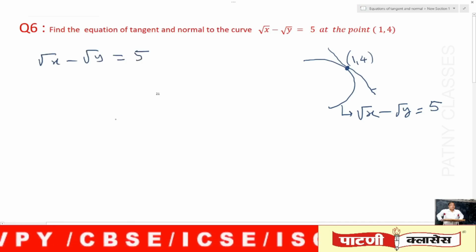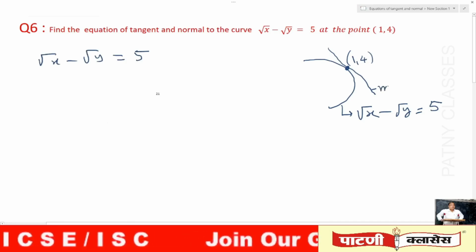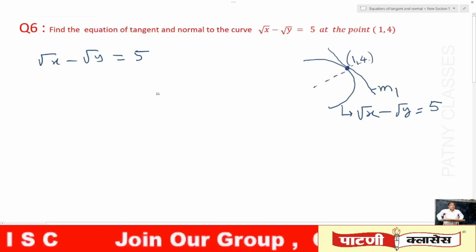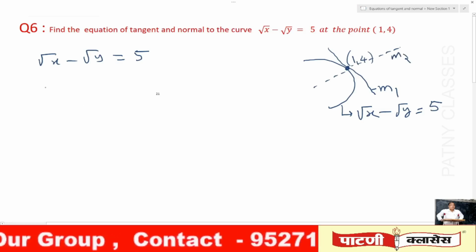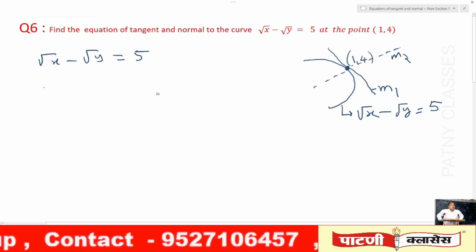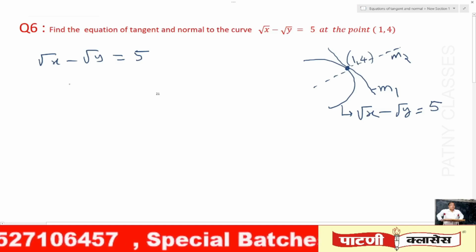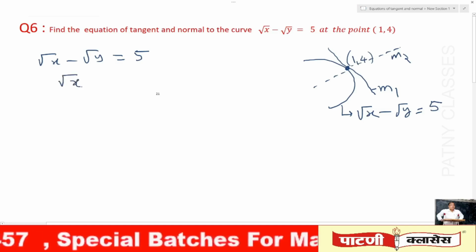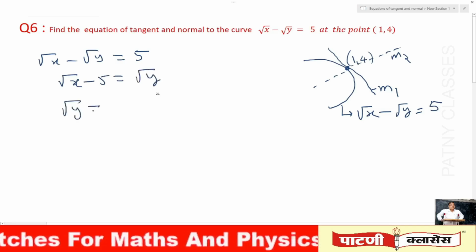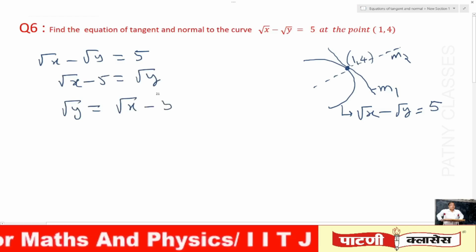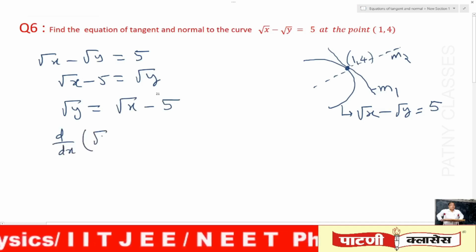To find the equation of tangent and normal, we require their slopes. So m1 is the slope of tangent and as usual m2 is the slope of normal. To find the slopes, we must have the dy by dx of the given curve. The equation of curve is root x minus root y equals 5. Rearranging, root x minus 5 equals root y. Taking y to the left side because we need to find the derivative dy by dx. Now differentiating with respect to x on both sides.